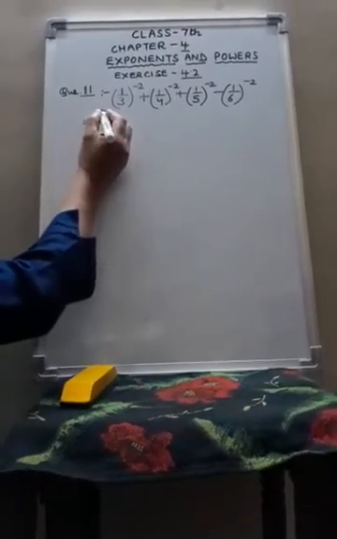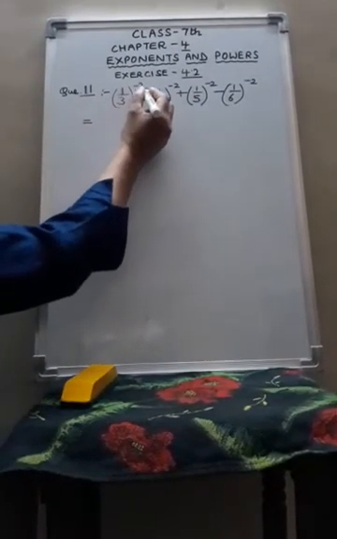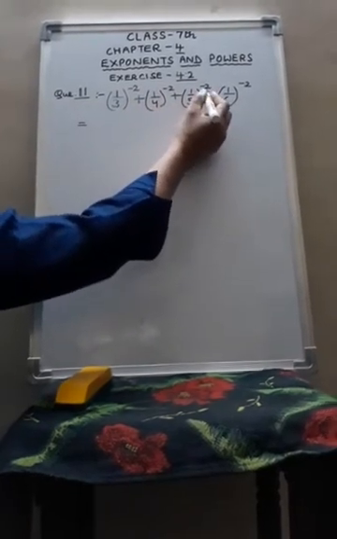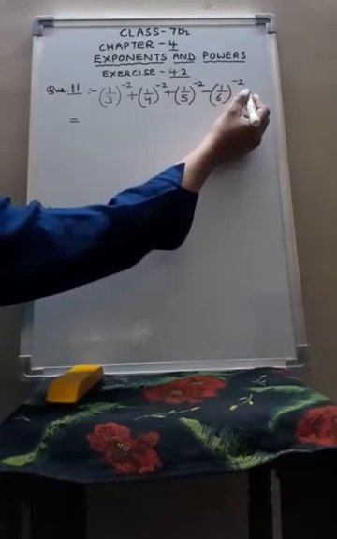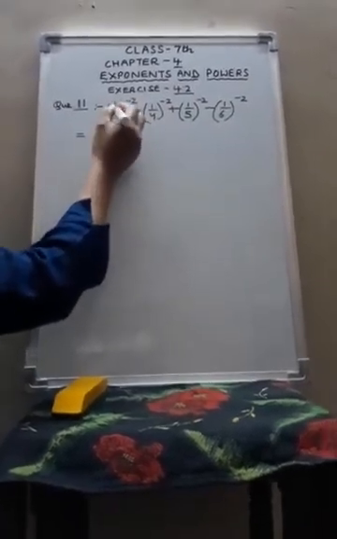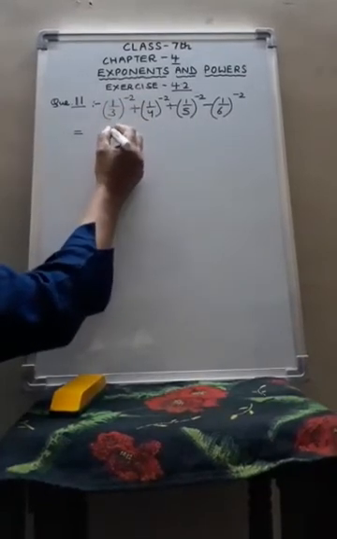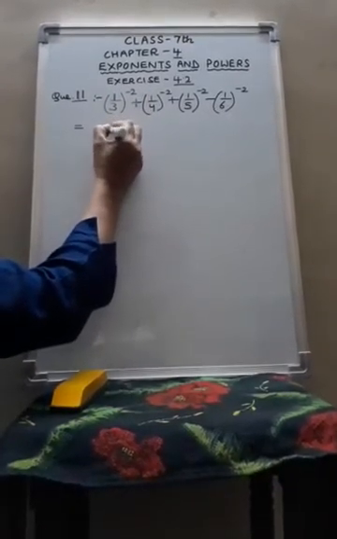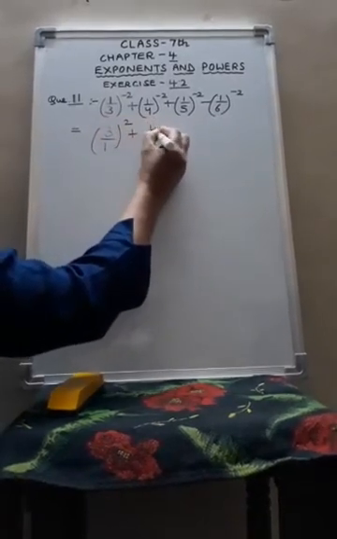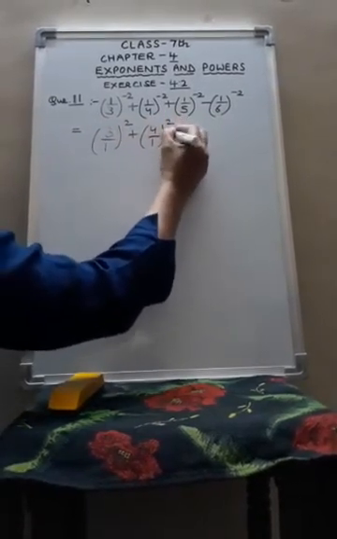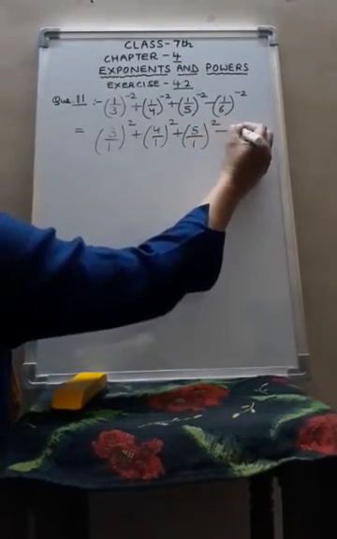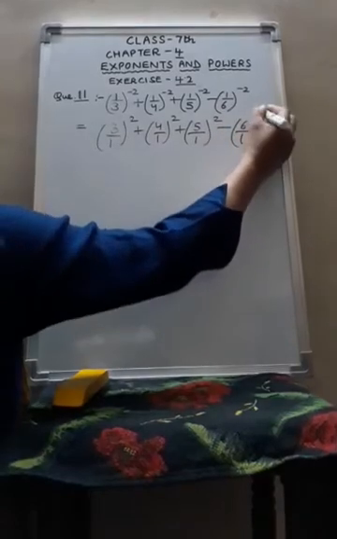Now children, question number 11. 1 upon 3 to the power minus 2 plus 1 upon 4 to the power minus 2 plus 1 upon 5 to the minus 2 minus 1 upon 6 to the minus 2. And this question is very easy because you have to just reciprocate it to bring the powers to positive. So this becomes 3 upon 1 to the power 2 plus 4 upon 1 to the power 2 plus 5 upon 1 to the power 2 minus 6 upon 1 to the power 2.